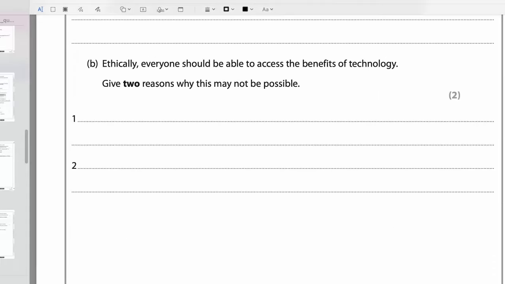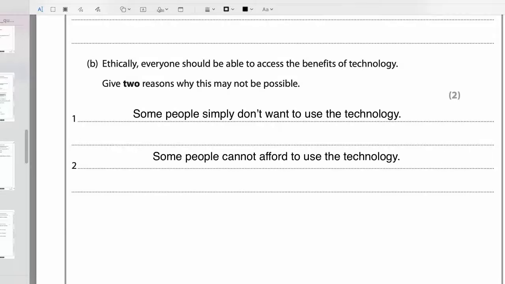Move on. B, ethically, everyone should be able to access the benefit of technology. Give 2 reasons why this might not be possible. This is looking at the digital divide. Some people can't afford it, some people don't have the infrastructure, etc. So we need 2 reasons now, and they need to be sufficiently different. So my first reason is some people simply don't want to use the technology. And my second reason looks at cost. Some people simply cannot afford to use the technology.